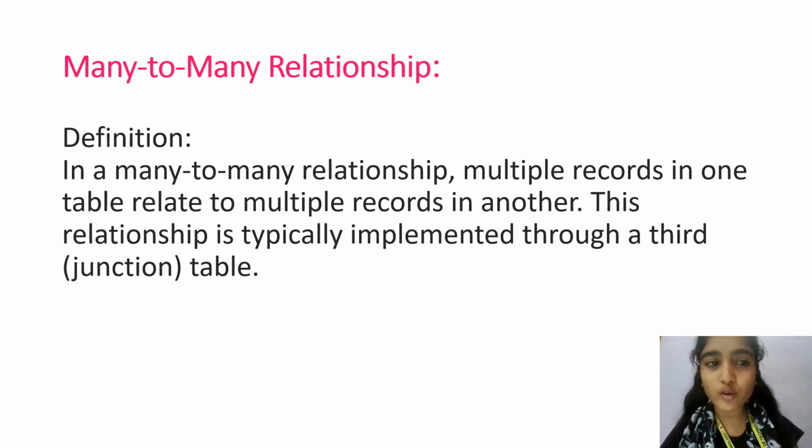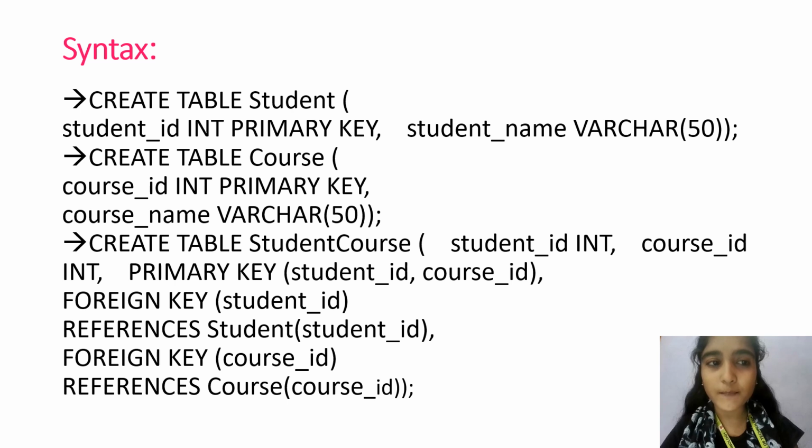So, moving to the fourth one, the many to many relationship. Its definition: in a many to many relationship, multiple records in one table relate to multiple records in another. This relationship is typically implemented through a junction table. So, moving to its syntax.